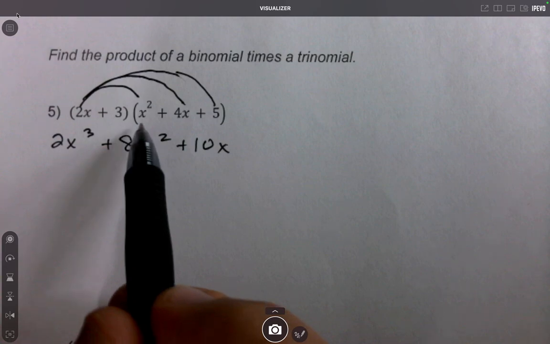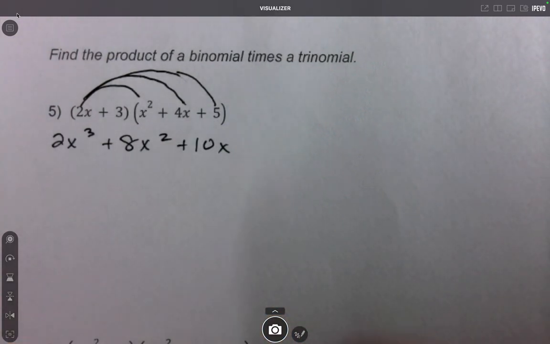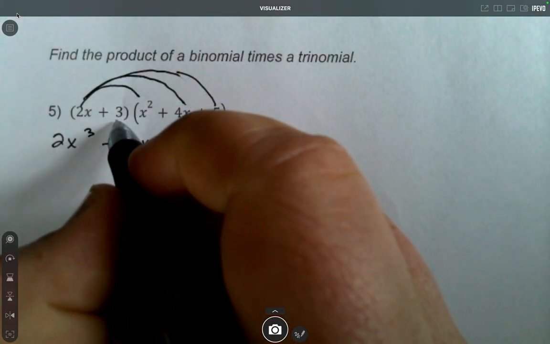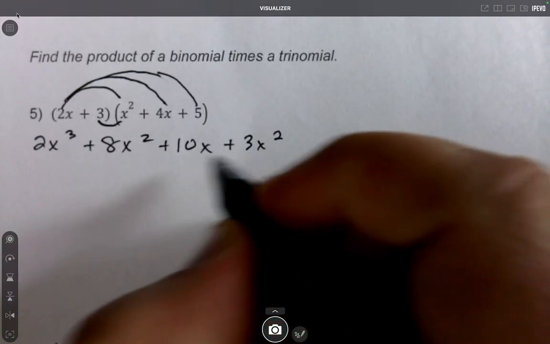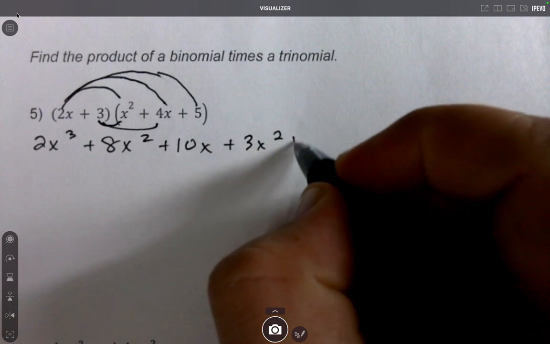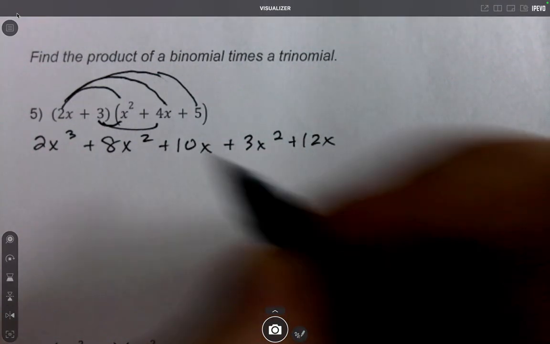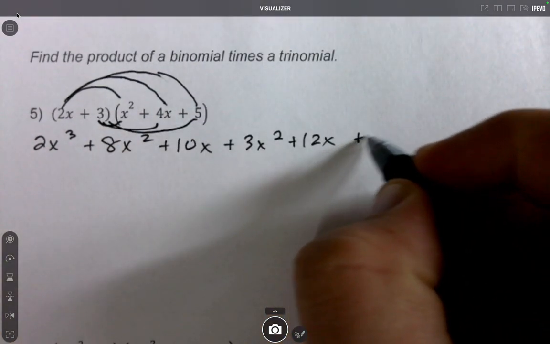So I've multiplied everything in this set of parentheses by the first term. I need to do the same with the second term. So 3 times x squared is 3x squared. 3 times 4x is 12x. And 3 times 5 is 15.